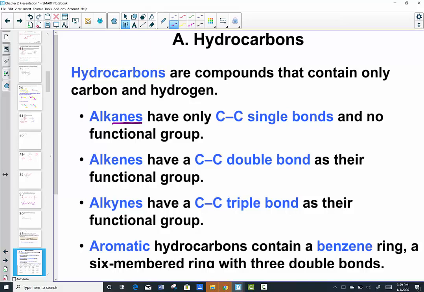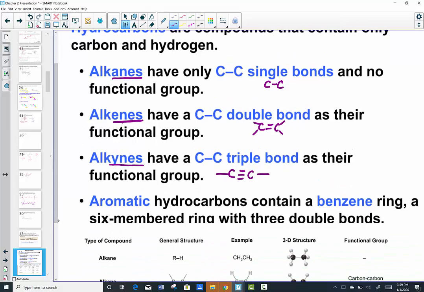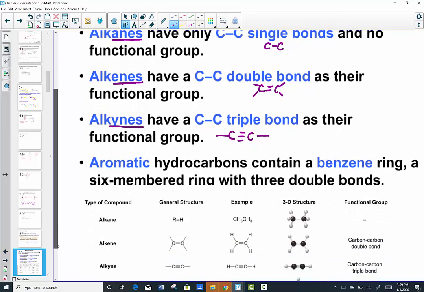If we have a carbon to carbon double bond, we'll call those alkenes. And if we have a carbon to carbon triple bond, 180 degrees, we're going to learn to call those alkynes. And the aromatic compounds contain a benzene ring, which is a six-sided cyclic structure with alternating single double bonds.